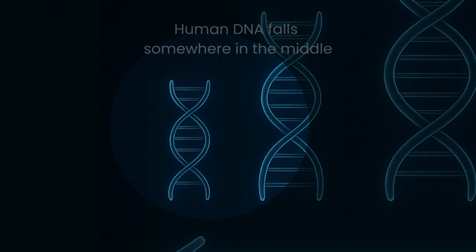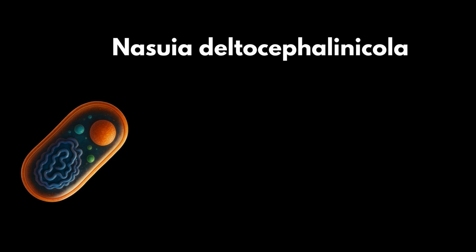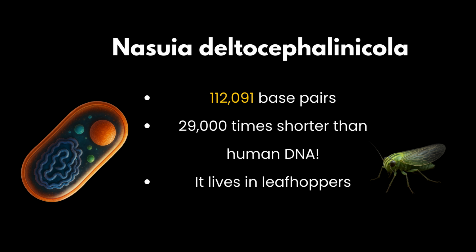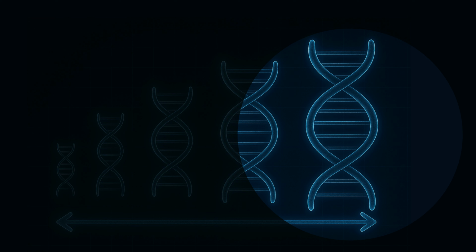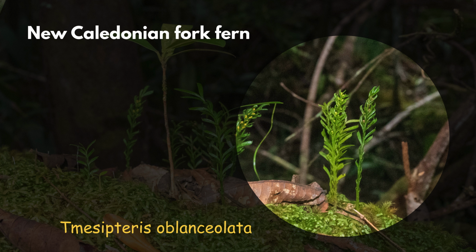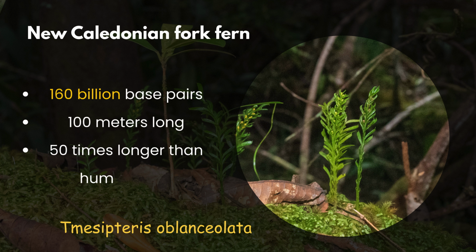At the smallest end of the scale, we have Nasuia deltocephalinicola, a tiny bacterium that lives inside leafhoppers. Its genome contains just 112,000 letters, so small that it cannot survive on its own. It relies entirely on its host, which is the leafhopper, for survival. Now let's go in the opposite direction. Meet the New Caledonian fork fern, a plant that just took the title for the longest genome ever found. Its DNA from just one cell stretches over 100 meters. That's about the length of a football field. It has more than 50 times the DNA of a human.